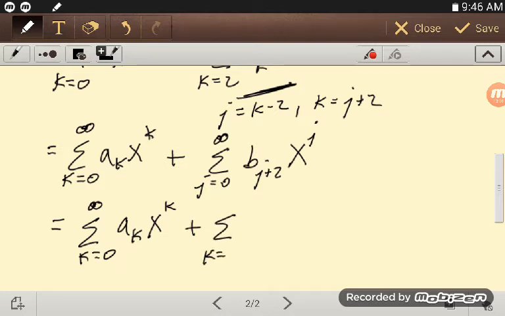probably it's best to rewrite these all as the same letter. I could have picked j, I could have picked k, I could have picked some third letter.